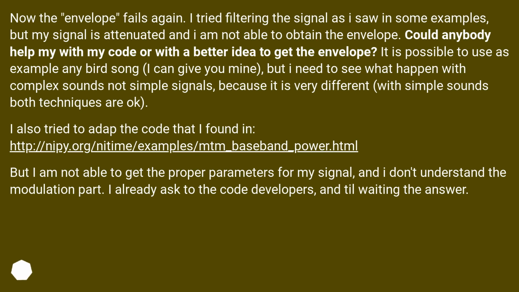I can give you mine, but I need to see what happens with complex sounds, not simple signals, because it is very different. With simple sounds both techniques are okay. I also tried to add the code that I found in this URL, but I am not able to get the proper parameters for my signal, and I don't understand the modulation part. I have already asked the code developers, and am waiting for an answer.